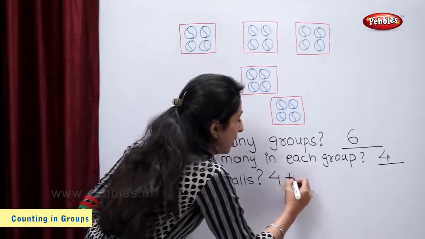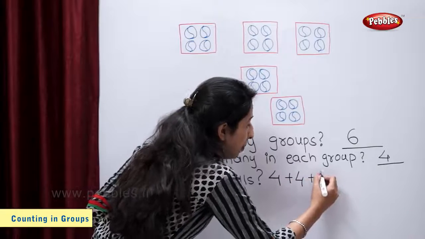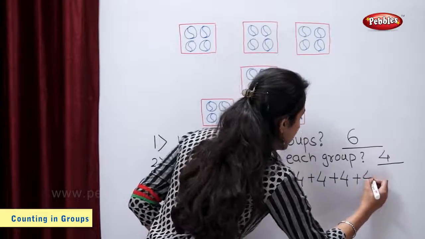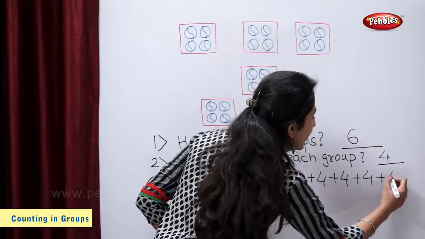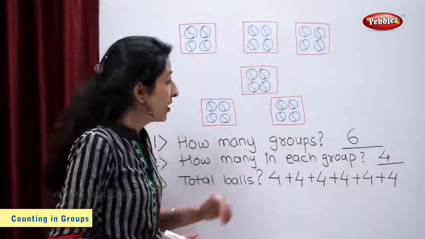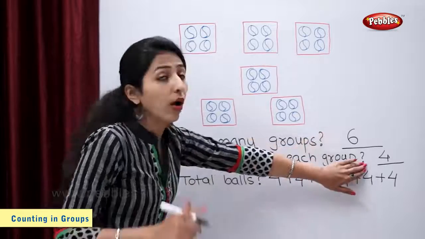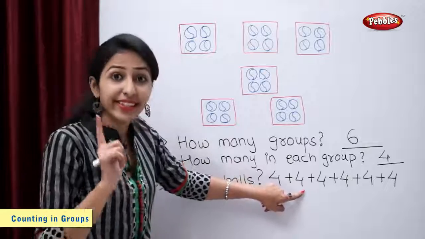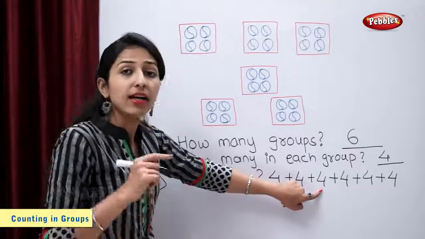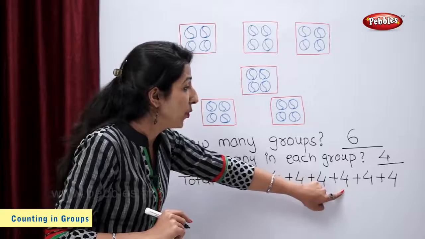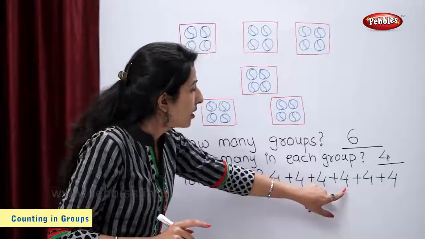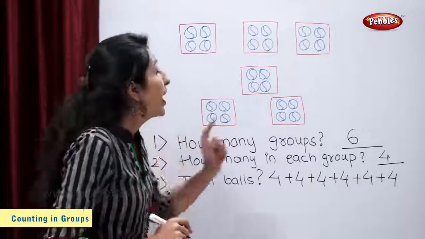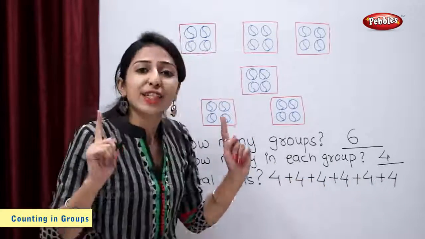4 plus 4 plus 4 plus 4 plus 4 plus 4. 6 groups, 4 balls in each group. So 4 plus 4 is 8. 8 plus 4 is 12. 12 plus 4 is 16. 16 plus 4 is how much? 20. 20 plus 4 is 24.